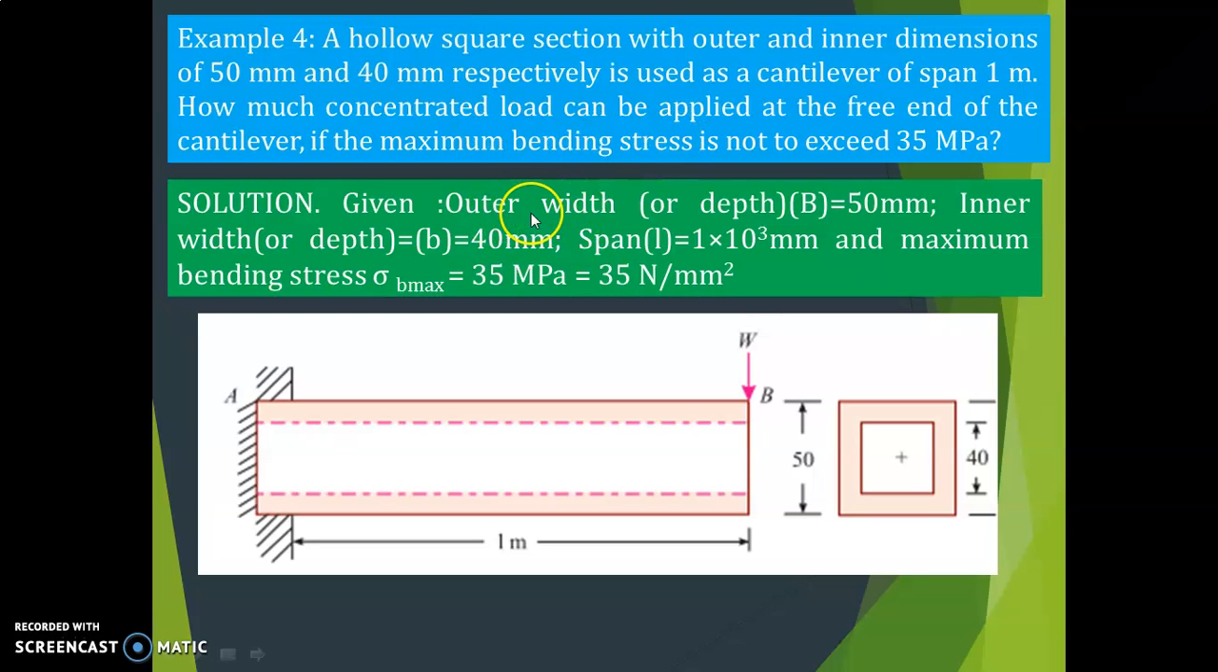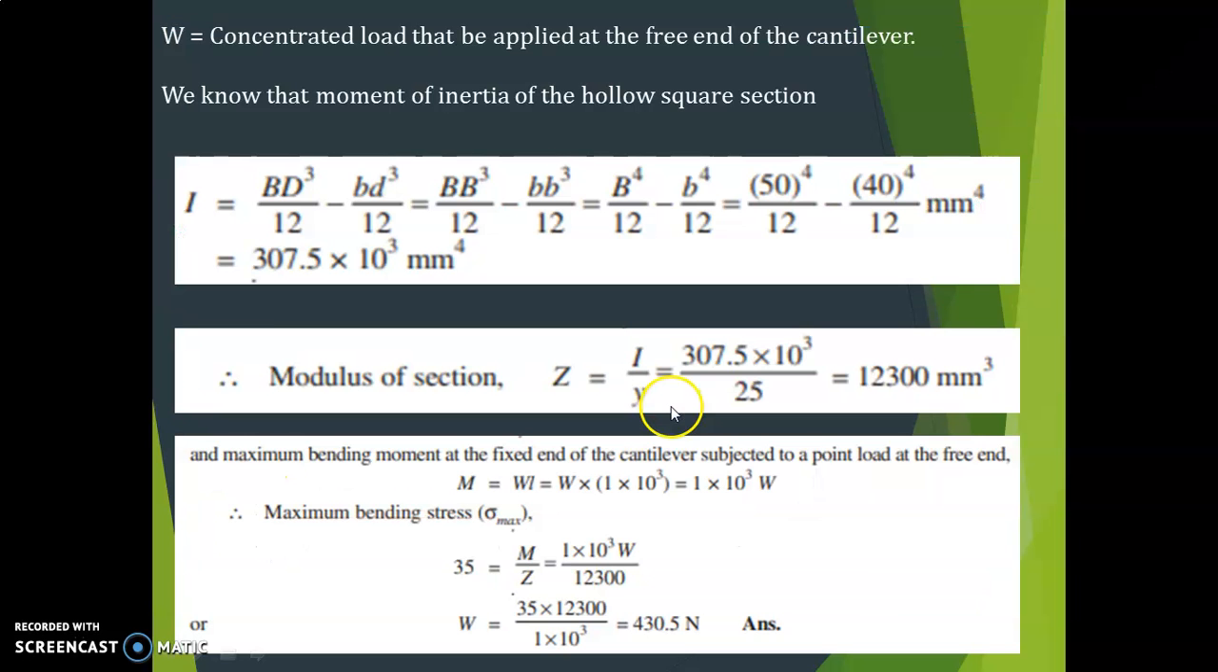So it is given outer depth, that is equal to width also, equal to 50 mm. This outer width or depth is equal to 50 mm and inner width or depth is equal to 40 mm, and span is given, that is 1 into 10 raised to 3 mm, means 1 meter, and maximum bending stress is 35 MPa or 35 Newton per millimeter square. You have to calculate what is the load, concentrated load. This W you have to calculate at the free end of the cantilever. Again, this is also a cantilever beam. Okay, so what we'll do first, we will calculate what is I, moment of inertia.